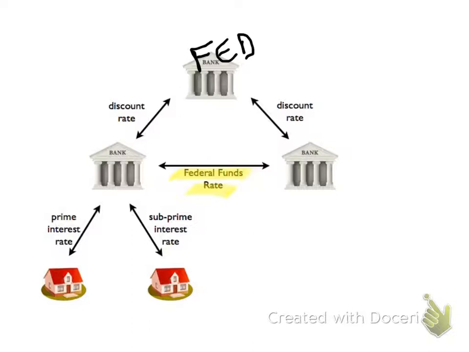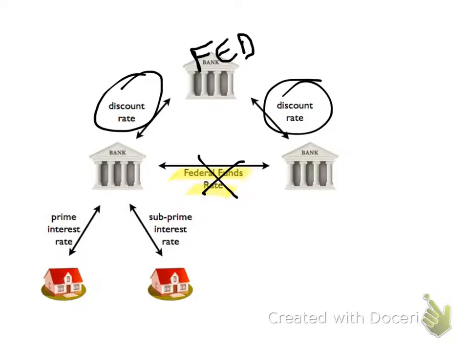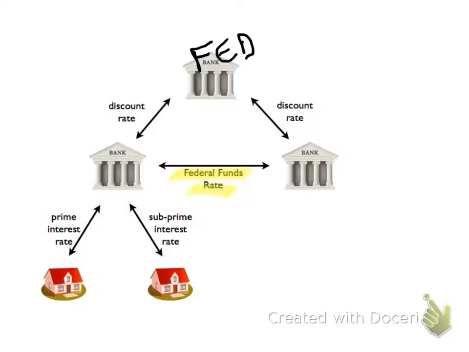If they won't lend to each other, so let's just imagine no one's lending to each other at the federal funds rate, well then you could turn to the discount rate and borrow from the Fed. And it also gets called the discount window. Okay? But primarily banks lend to each other.